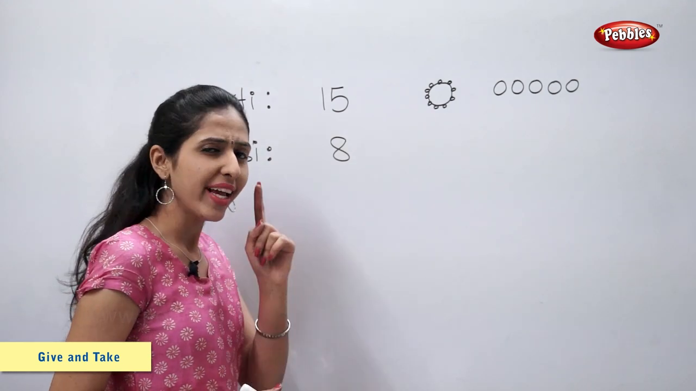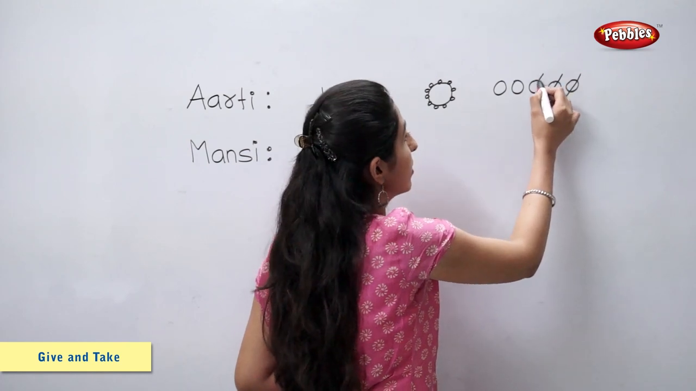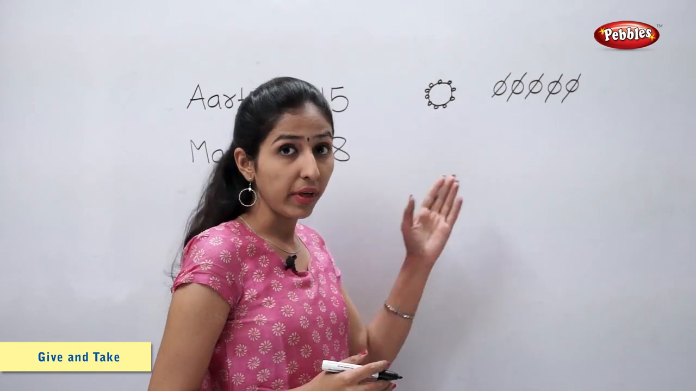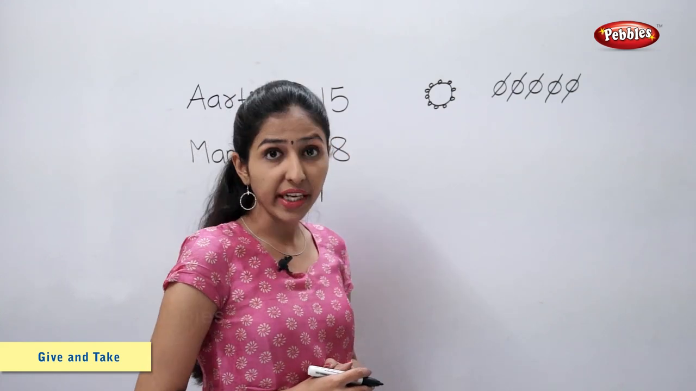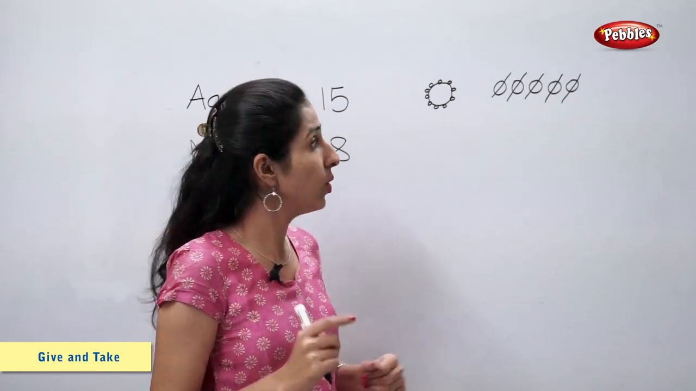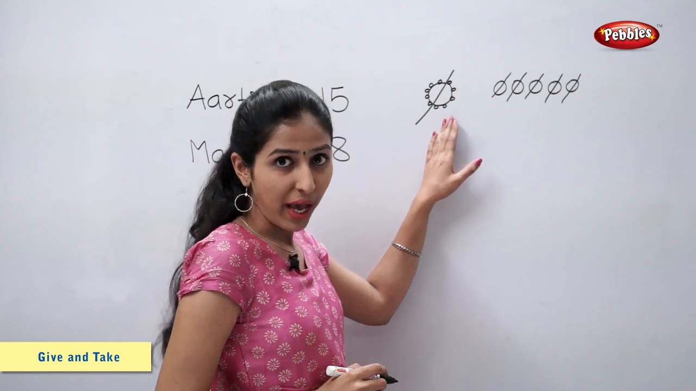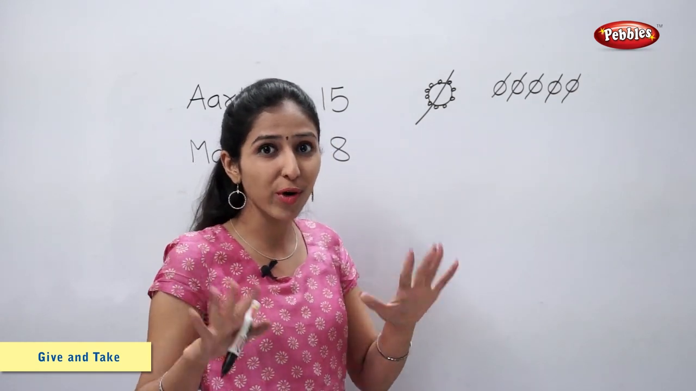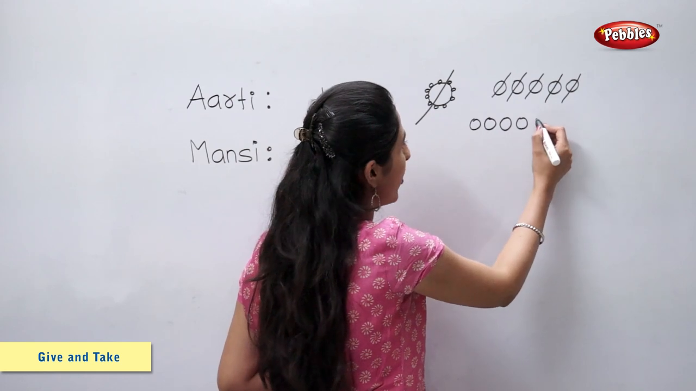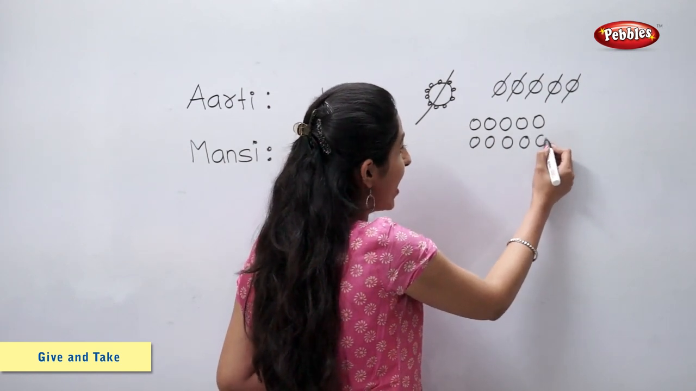So let's take away 8 pearls. 1, 2, 3, 4 and 5. Students, we have only 5 loose pearls. We need 3 more loose pearls to give 8 pearls to Mansi. So, now let's open this bangle. So, this bangle goes away and we get 10 more loose pearls. 1, 2, 3, 4, 5, 6, 7, 8, 9 and 10.